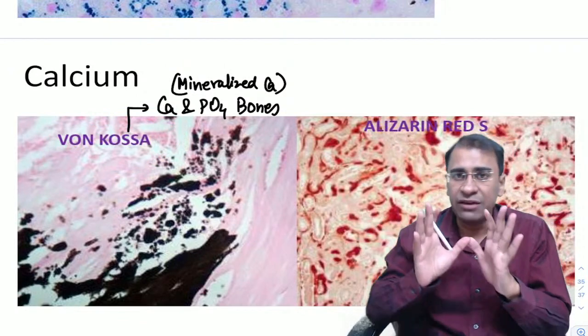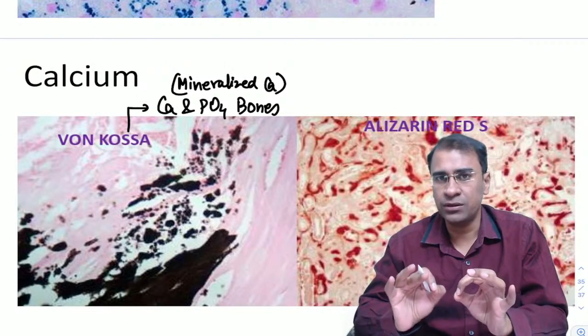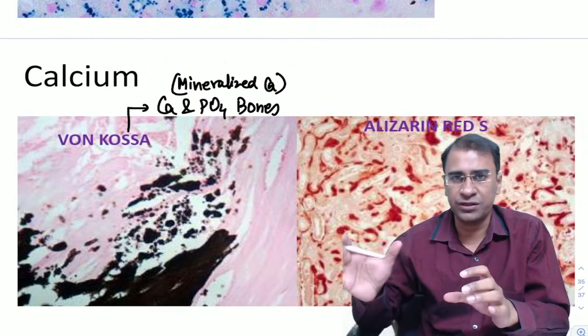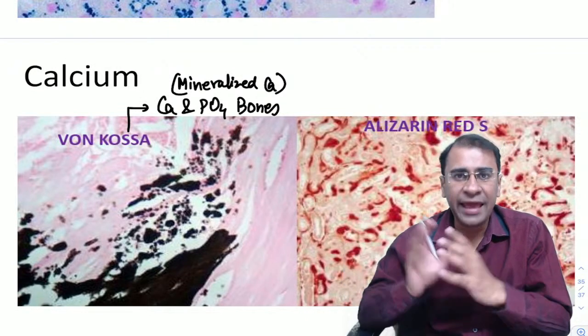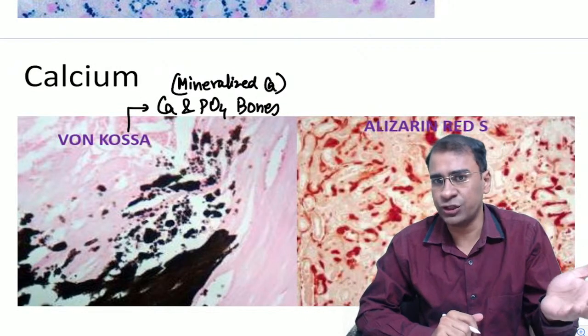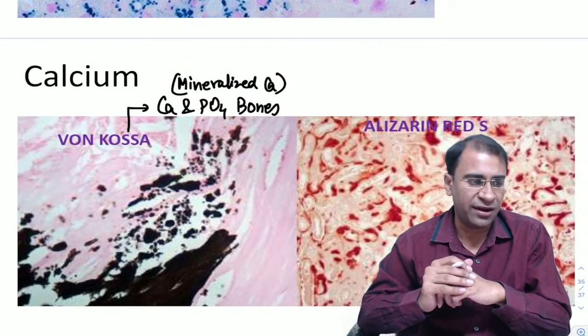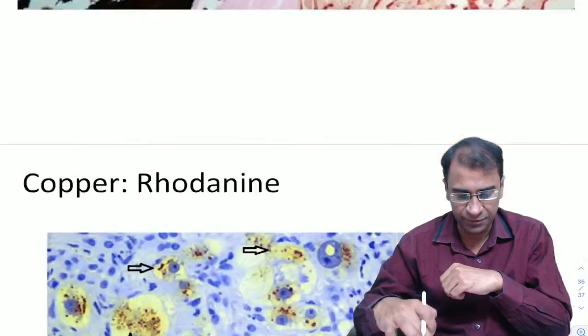For the point, if you want to look for mineralized calcium, with calcium in combination with phosphate, you can use Von Kossa. Else, if you feel your calcium is free in the tissue, you can use alizarin red.